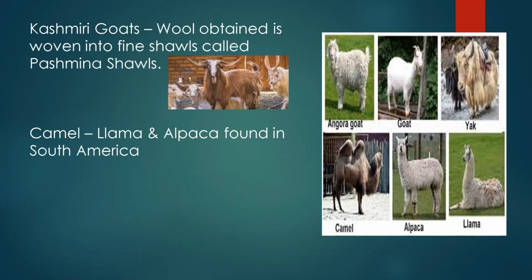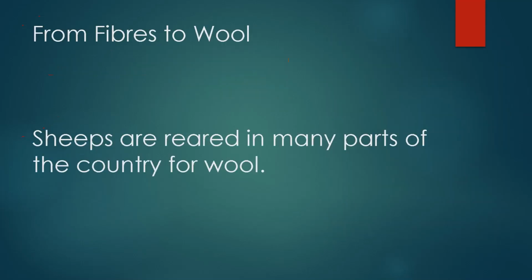Also from Kashmir, there are Kashmiri goats, and their wool is made into fine shawls. What do we call the woven shawls made from it? Pashmina shawls. I must say you have heard about Pashmina shawls. It is a fine shawl called Pashmina. Then there are camels found in South America called llama and alpaca. Their hair is also used as woolen fiber. Interesting.